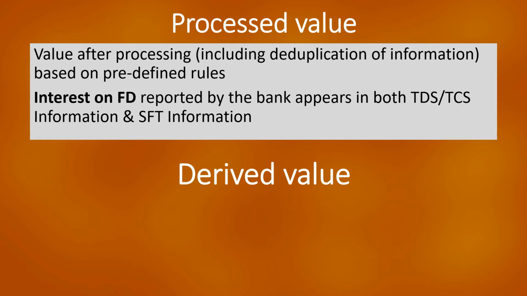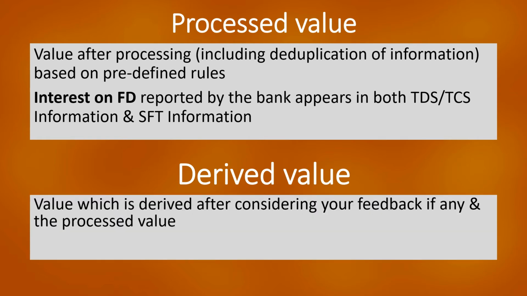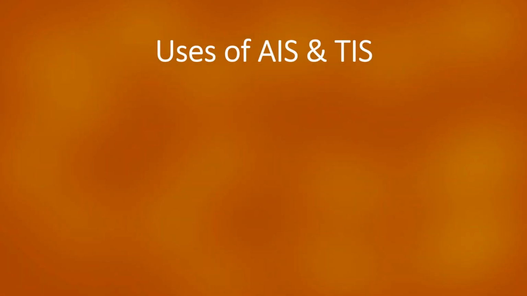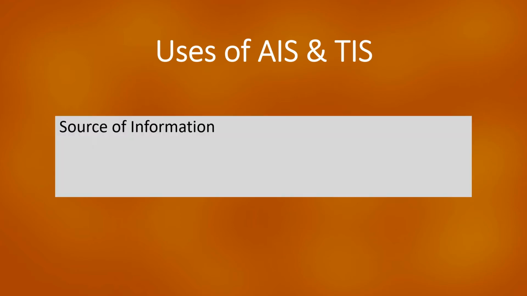Next, derived value. Value which is derived after considering your feedback, if any, and the processed value. This will be used for pre-filling of income tax return. Let us now see how AIS and TIS are useful to us. First is source of information. AIS gives us comprehensive information about our income. So chances of missing out reporting any income in the income tax return would be greatly reduced.